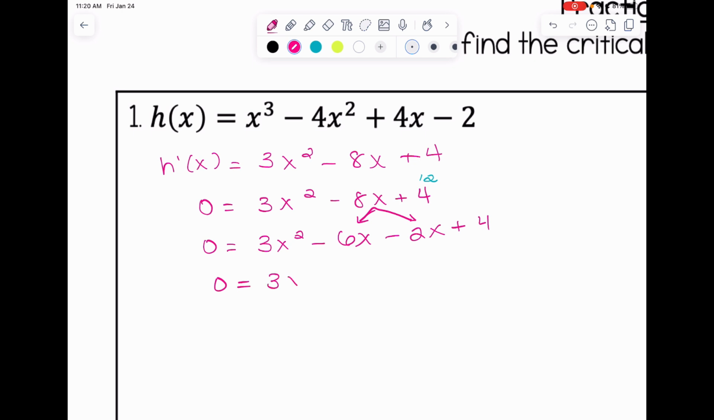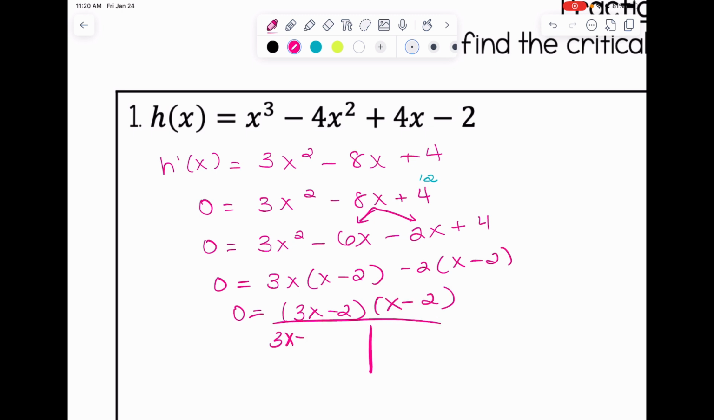So now I'm going to factor by grouping, pull out the GCF here of 3x, pull out the GCF here of -2. And we'll group to get 3x minus 2 and x minus 2. Set each factor equal to 0. And we get x equals 2/3 and x equals 2. So those are our 2 critical numbers.